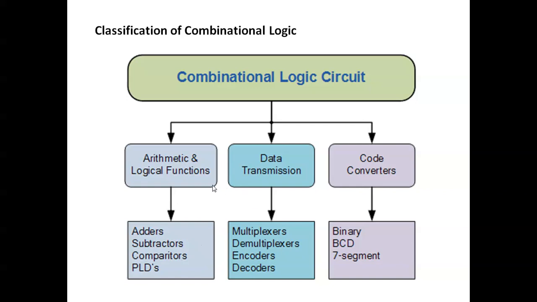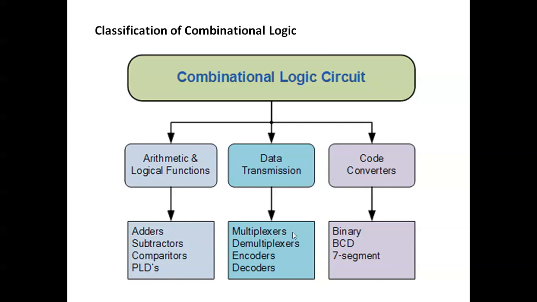Data transmission is classified into multiplexer, demultiplexer, encoder and decoder. A multiplexer takes many data inputs and sends them over a single transmission line. A demultiplexer has one input and several output lines. An encoder has 2 power n input lines and n output lines.